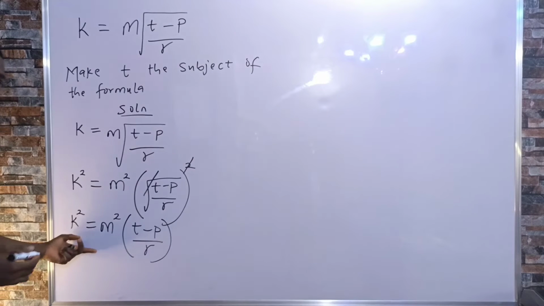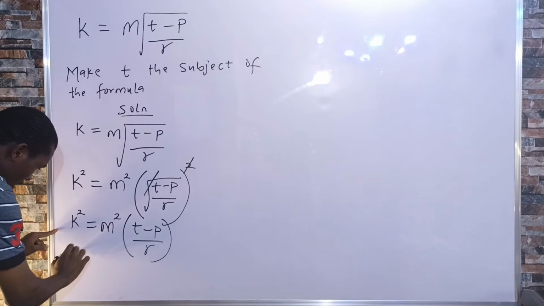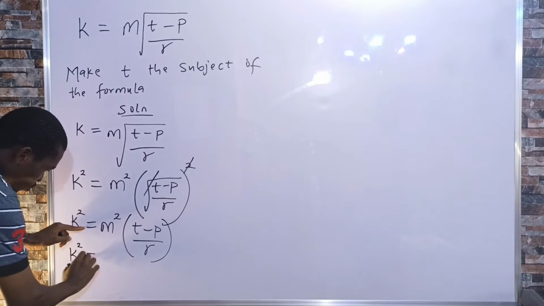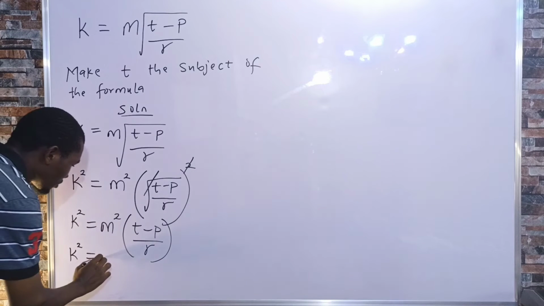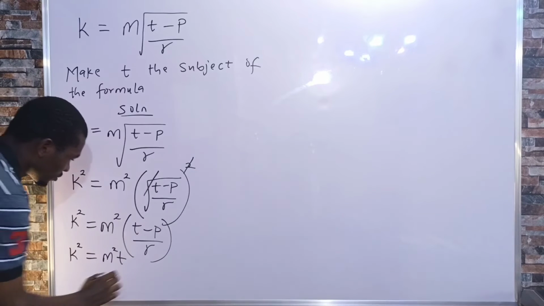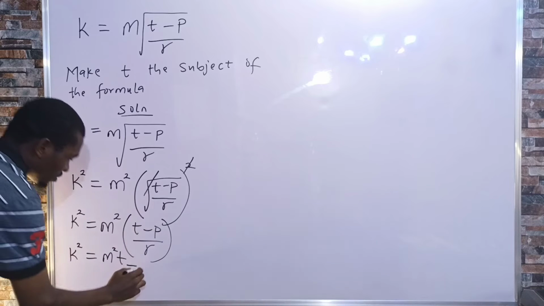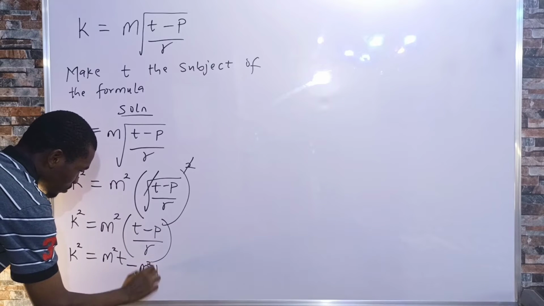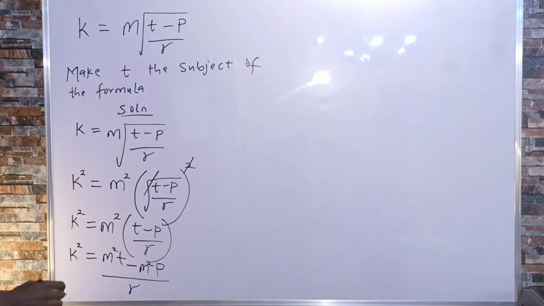Alright, let's go ahead and solve. I can multiply out, and multiplying out, I have that k squared is equal to m squared multiplied by t, which gives m squared t, then minus m squared multiplied by p, which will still give us m squared p, and that is all over r. Then let's cross multiply this equation.